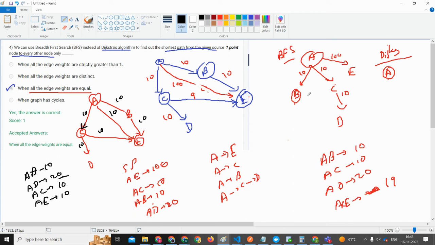Just give me a second. I'll just take my charger. All right.